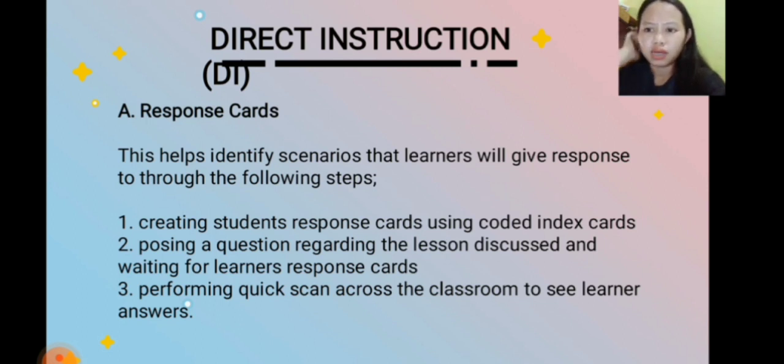The first step to follow is creating student response cards using coded index cards. Second is posing a question regarding the lesson discussed and waiting for learners to respond. And third, the last one, is performing a quick scan across the classroom to see learners' answers.